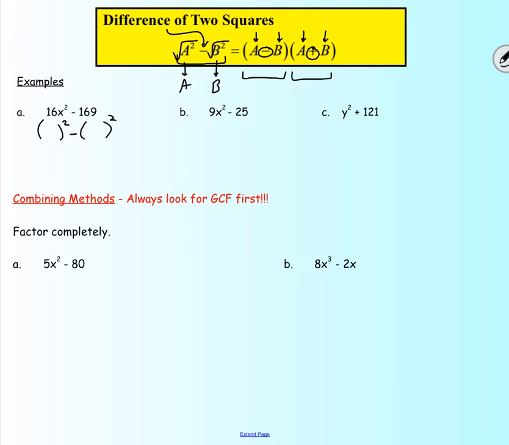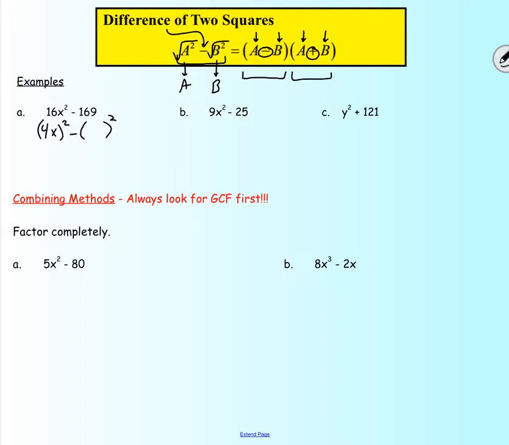So is the first term in A a perfect square? Well, 16, yeah, that's a perfect square. That comes from 4. And of course, x squared would come from taking x and squaring it. So 4x squared would get you that 16x squared. So that is a perfect square.